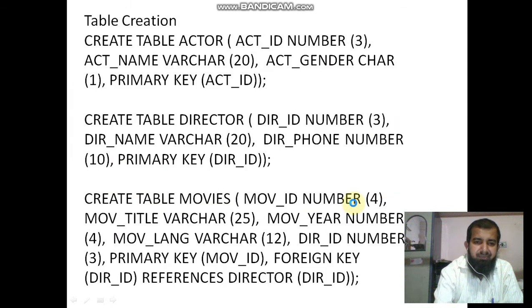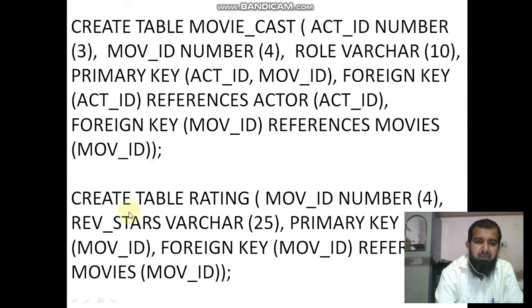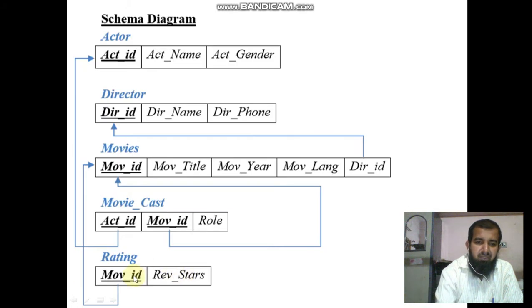Then the last one is rating. Rating contains 2 field names, movie ID and received stars. Movie ID is the primary key and references movie ID of the movies table. Create table rating: movie ID number, received stars varchar. Primary key movie ID. Foreign key of movie ID references movies of movie ID.